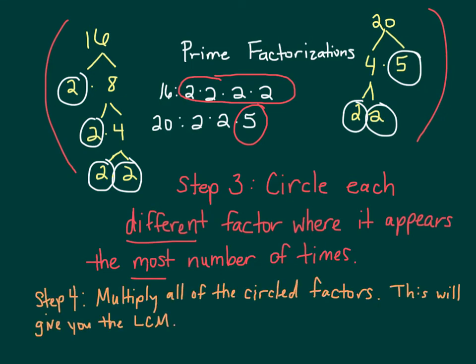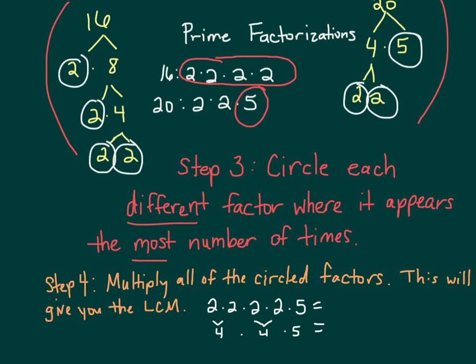Last step is going to be to multiply all of those circled factors together, and this will give you the LCM, or the least common multiple. So in this case, all of the circled factors that we had were 2 times 2 times 2 times 2, so I wrote those there, times 5, and you can group these if it makes it easier, or you can just multiply if you feel like doing the side math. So 2 times 2 is 4, and another 2 times 2 is 4, so we'll multiply 4 times 4 together, which is 16, times 5, and we get a product of 80, and so that means that the LCM of 16 and 20 is 80.